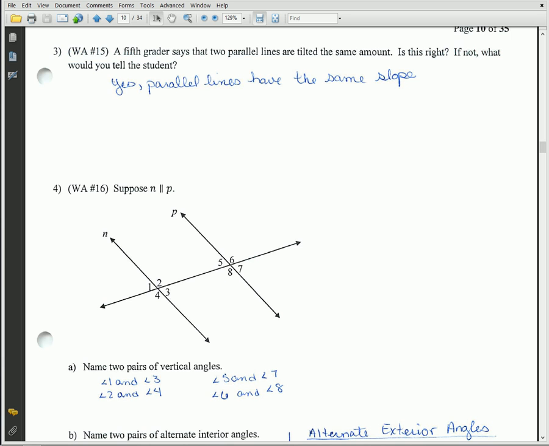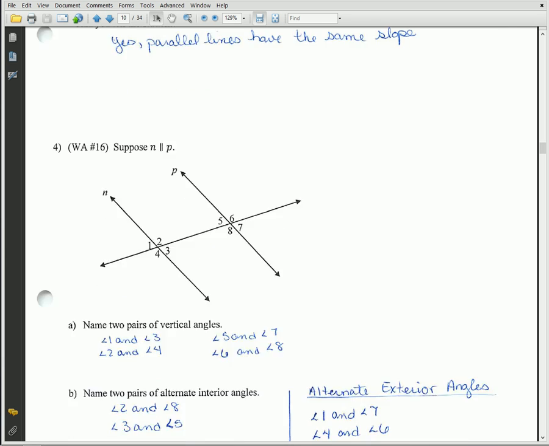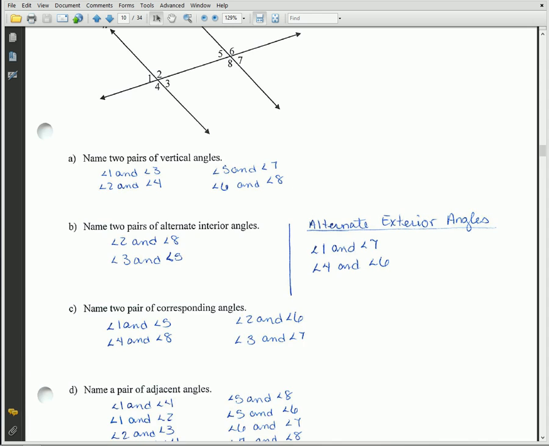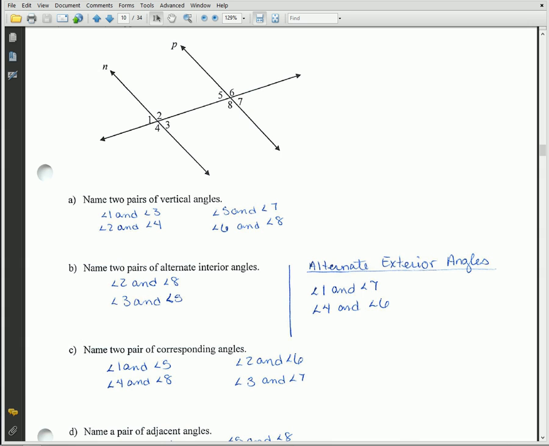Suppose that N is parallel to P. Example number 4. N is parallel to P, and then we have a transversal. Name two pair of vertical angles. Well, the vertical angles are 2 and 4, 1 and 3, 6 and 8, 5 and 7. Remember, I'm only looking at one intersection point. So where N intersects the transversal, and then I'm looking at where P intersects the transversal.